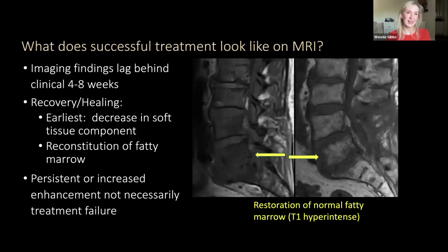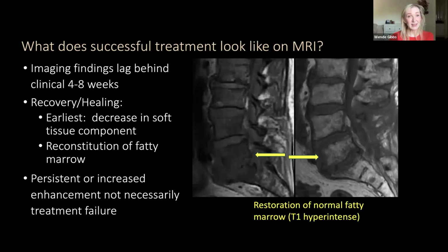What does successful treatment look like? So imaging findings lag behind the clinical improvement. And this is something I think you all know, and yet we still always are getting orders for patients to get imaging pretty quickly after they started treatment to see if they're better. And we know that whatever we're seeing on the pictures is not really indicative of what the patient's status is. So, what are we looking for?